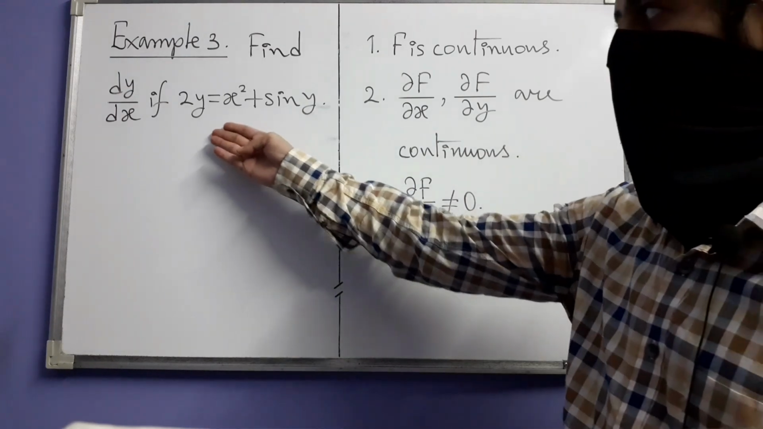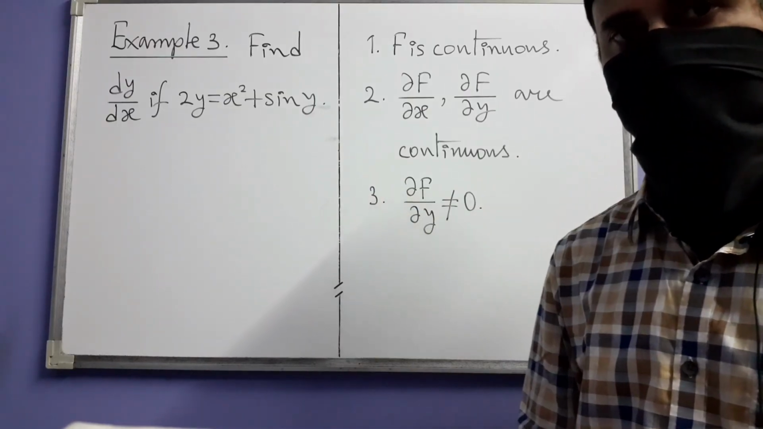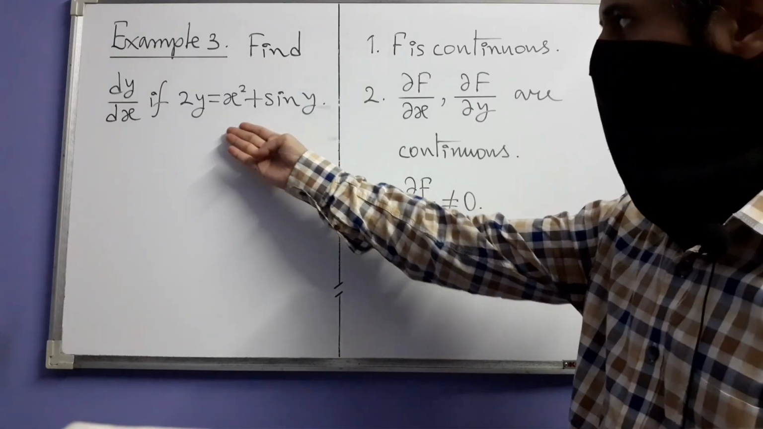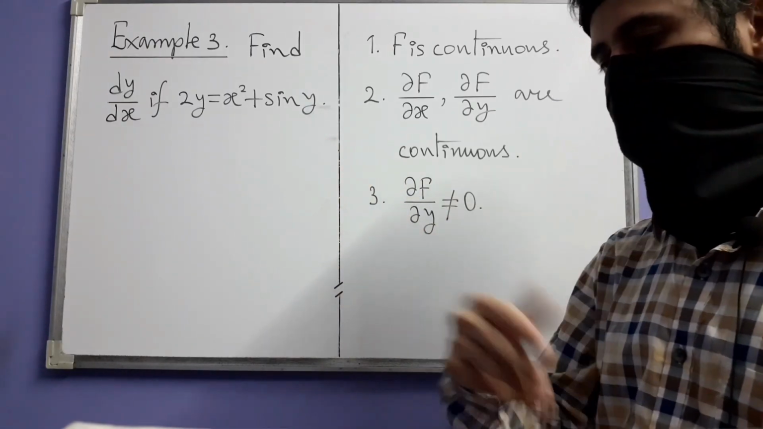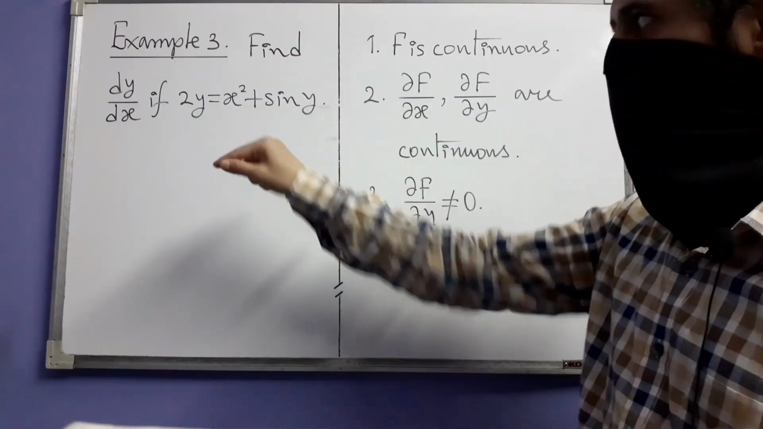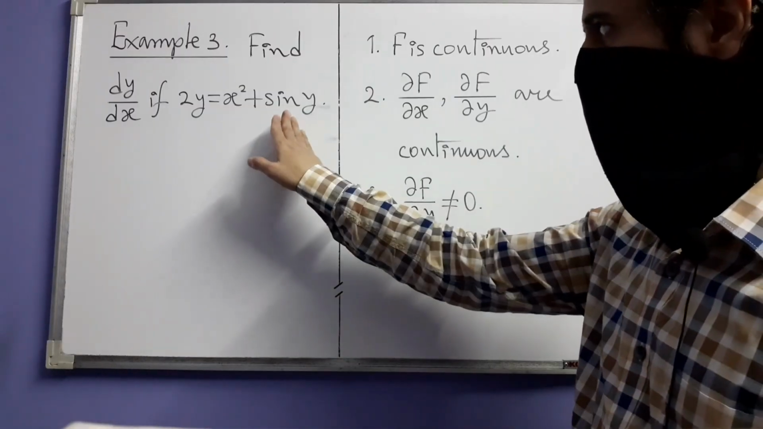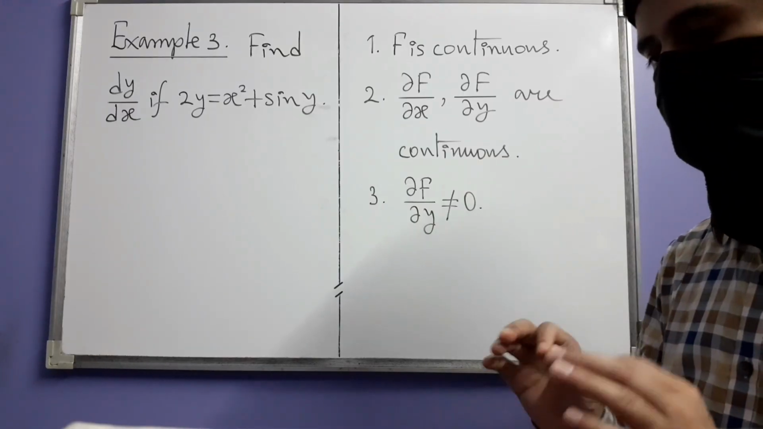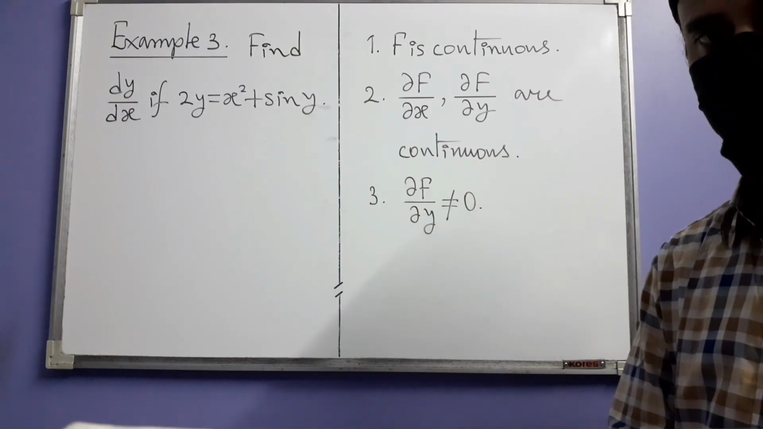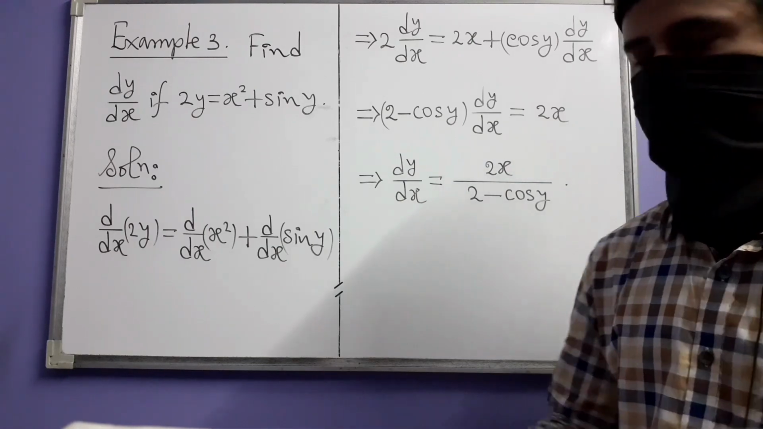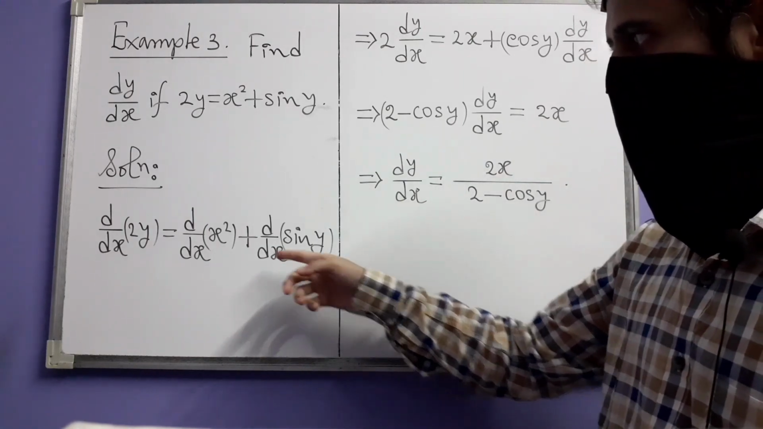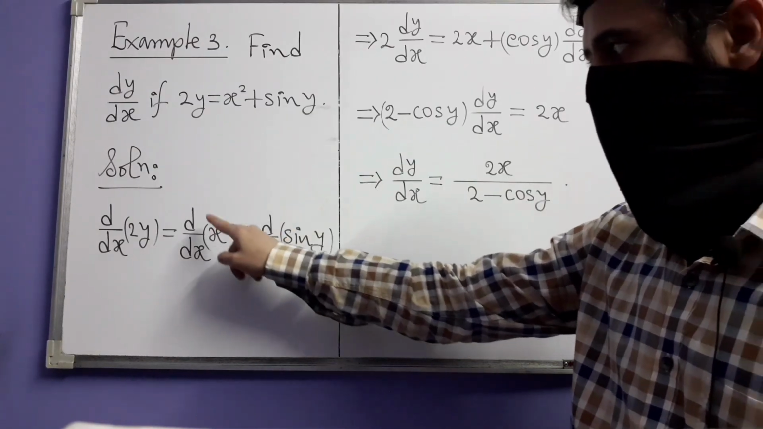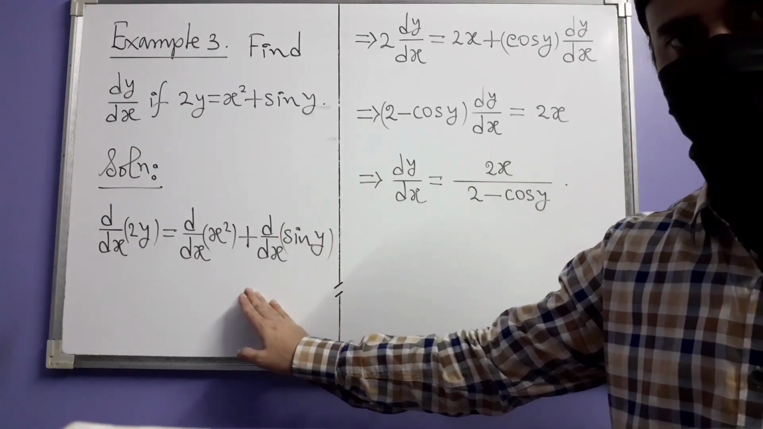Again, we are given an equation and we have to find dy dx. From this, the equation involves x and y, and you can see that you cannot really think of any simple way of solving y as a function of x from here. You have sin y and you also have y separately outside. So implicit differentiation is the only way to go. So we differentiate both sides with respect to x. The left hand side is d dx of 2y, and the right hand side by the sum rule is d dx of x squared plus d dx of sin y.